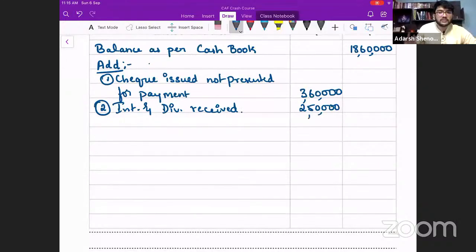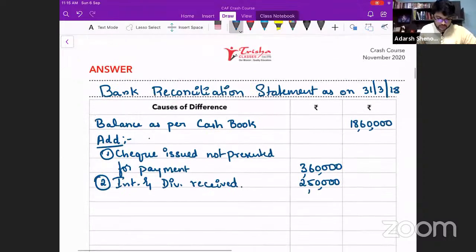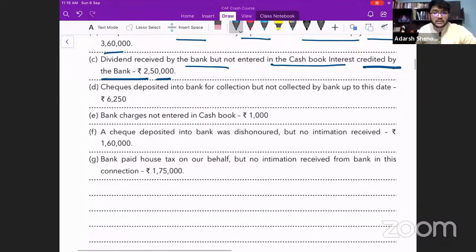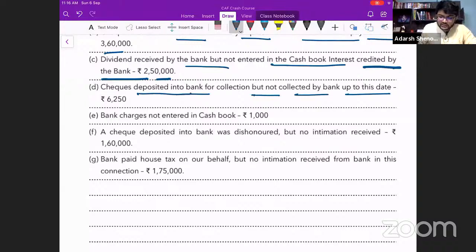I hope everyone is comfortable so far. Can I go to the next one? Check deposited into bank for collection but not collected by the bank up to this date. We have sent a check for collection. This is like a bill sent for collection, a similar concept. Check deposited but not cleared.